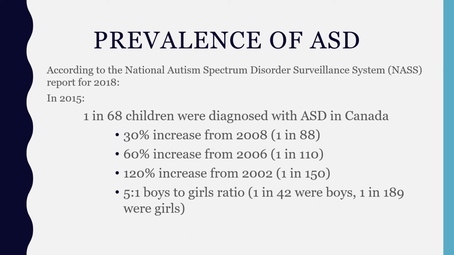So this has been a 30% increase from 2008, a 60% increase from 2006, and a 120% increase from 2002. So depending on how long you've been in the early childhood game, this is how much you're seeing an increase. So there certainly are more boys than girls that have autism, and that continues as well to this day.